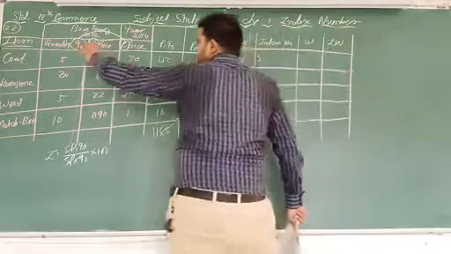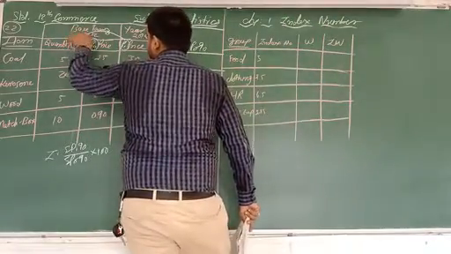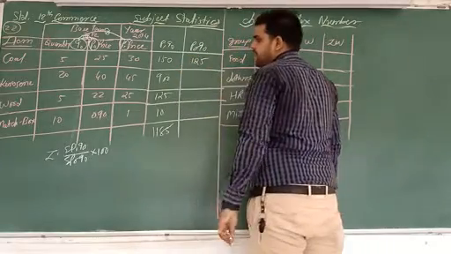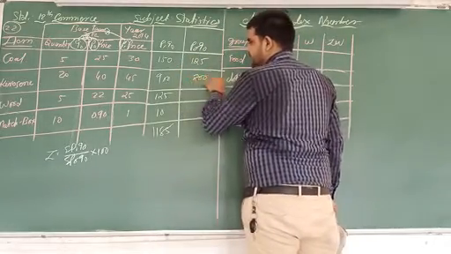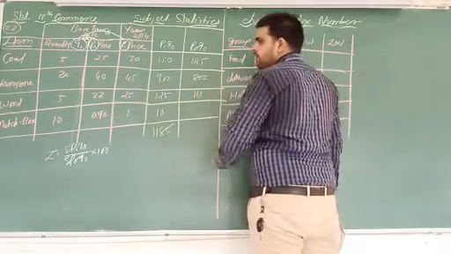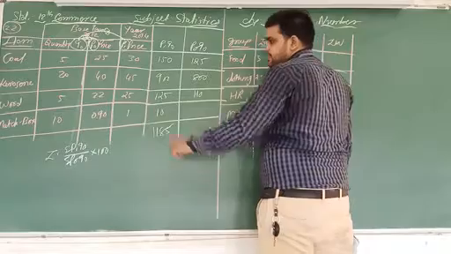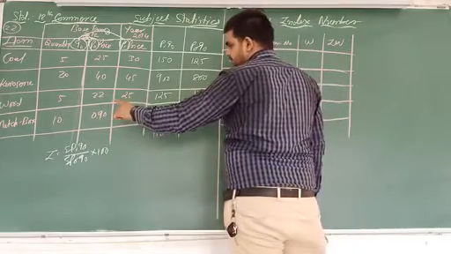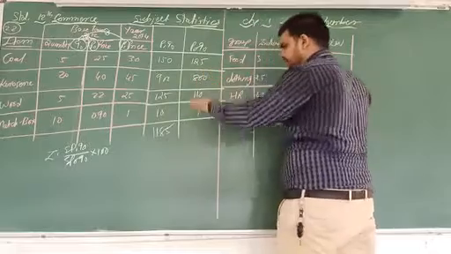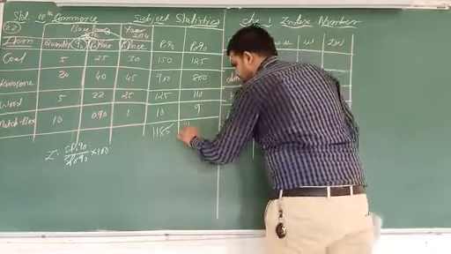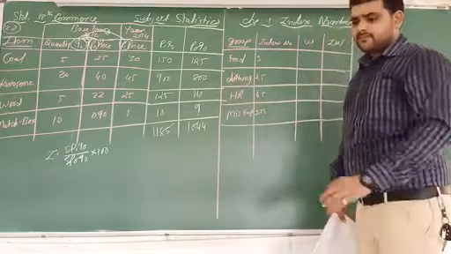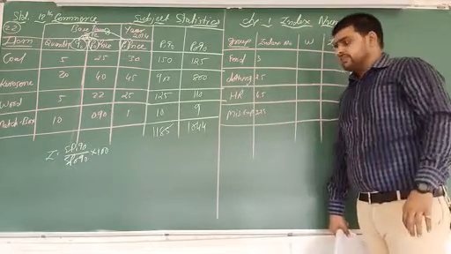Here for P0 Q0, multiplication of these both things: 5 into 25 is 125, 800, 20 into 40, 22 into 5 is 110, and 0.90 into 10, that is 9. Again, the total of this is 1044. So this is the answer of the first required things.